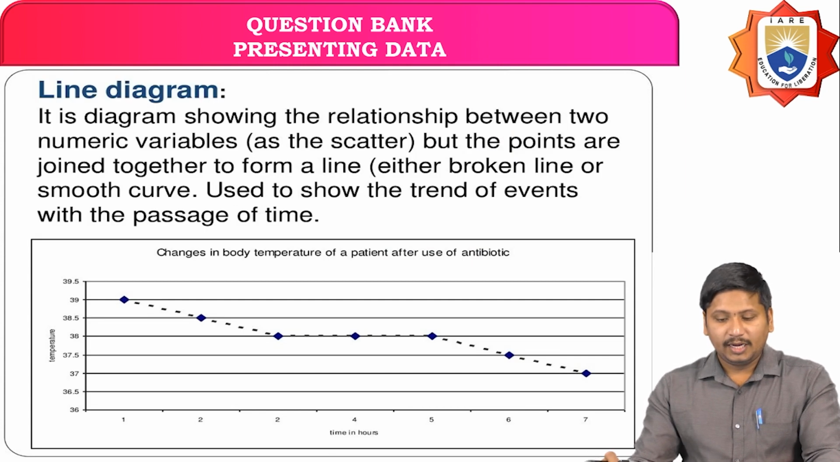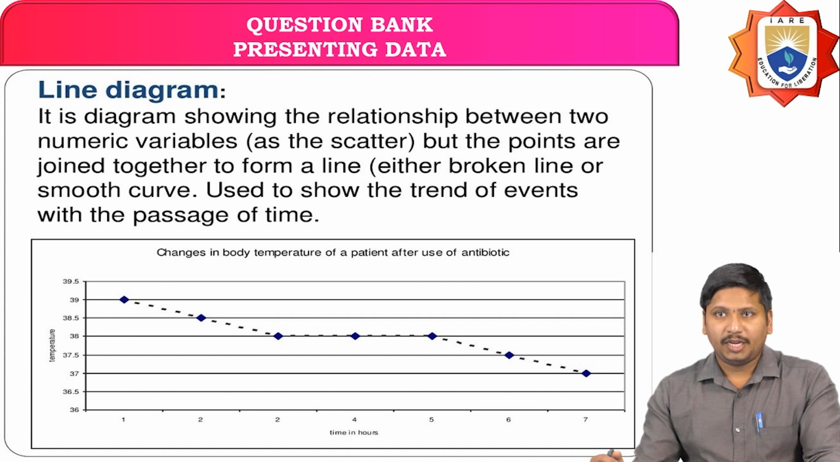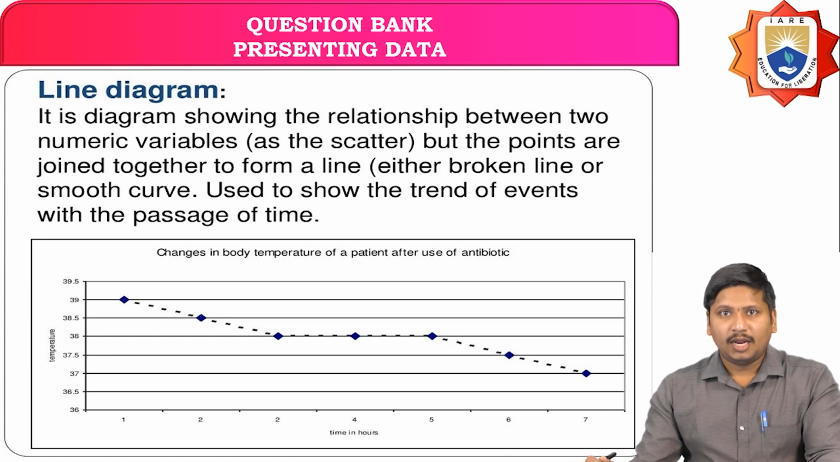And the next one is the line diagram. Under a simple diagram, you can show the relation between two numerical variables, but the points are joined together to form a line. That is either a broken line, or I can use a smooth curve. It is used to show the trend of events with the passage of time. The diagram I'm showing is a relationship between two variables, and these points are joined together to form the line, either a broken line or a smooth curve, which shows the trends of events over the passage of time.